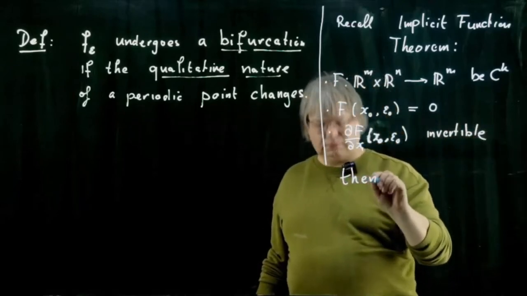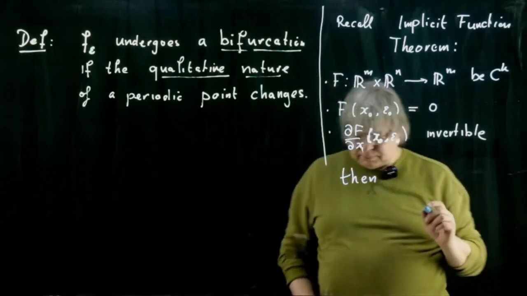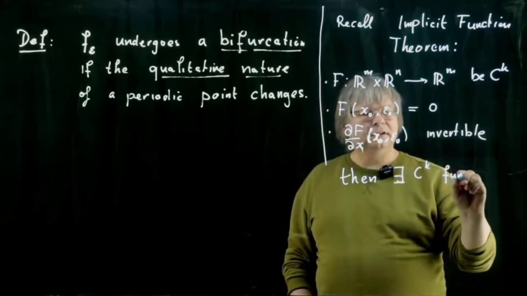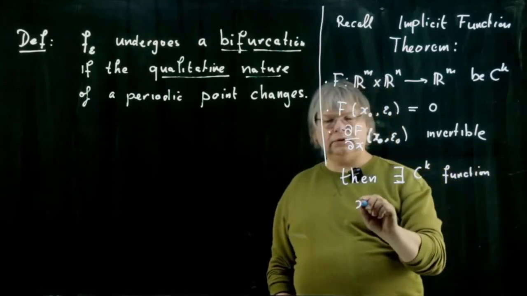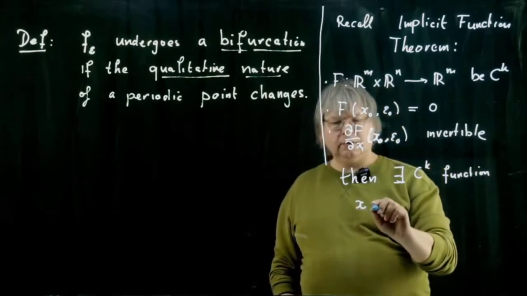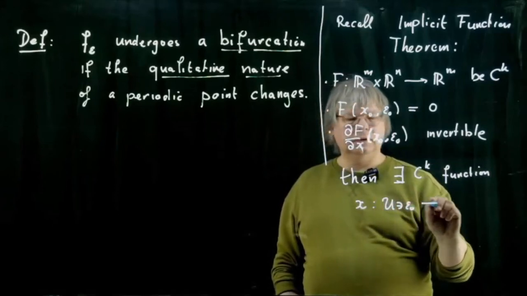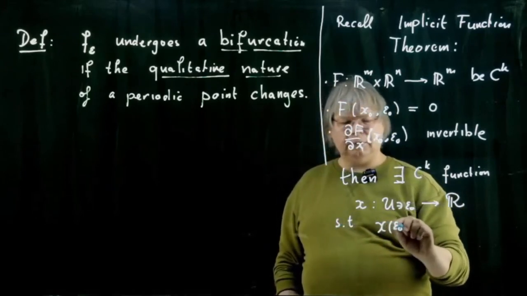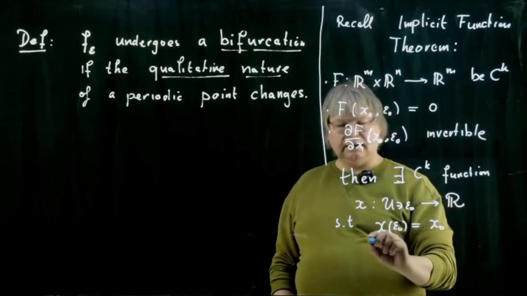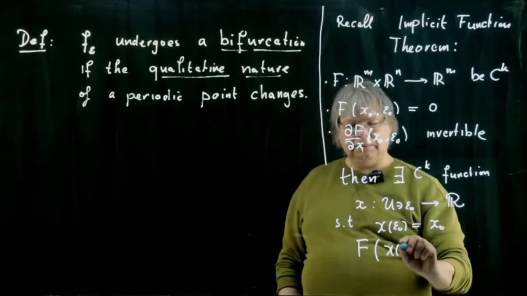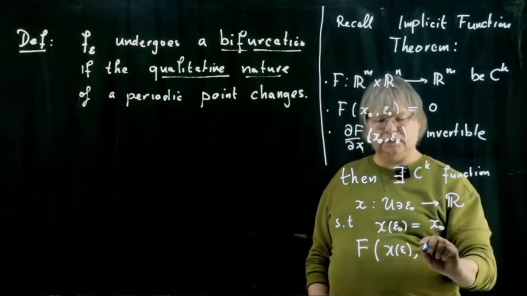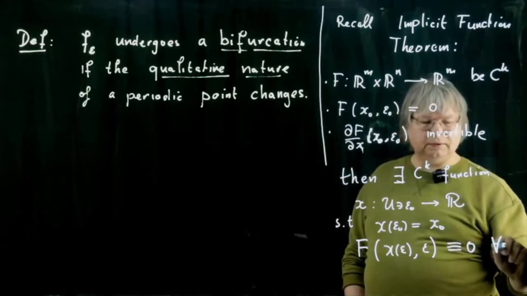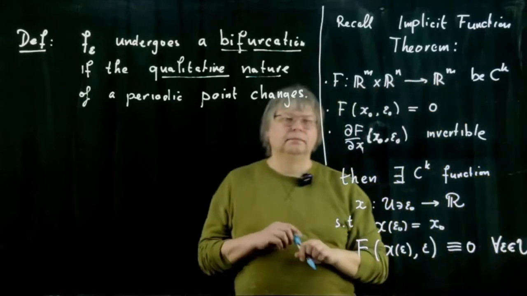then there is a C^k function which I want to denote by x going from a neighborhood of epsilon 0 to R^m, such that x of epsilon 0 is simply x0, and when I plug in this function of epsilon into f, then this is always zero for every epsilon in this neighborhood here. Okay.